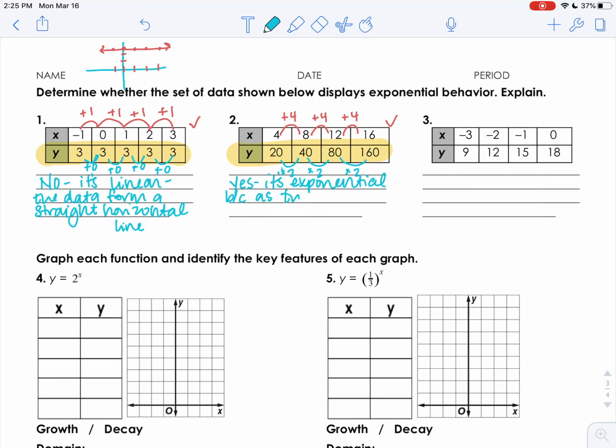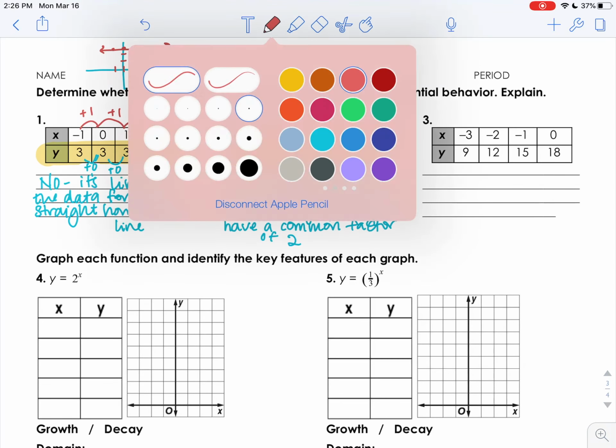And we know because as the x values increase by 4, the y values have a common factor of 2, because we're multiplying by 2 each time. So it's getting bigger and bigger, so this looks like exponential growth. It's going up, up, up.